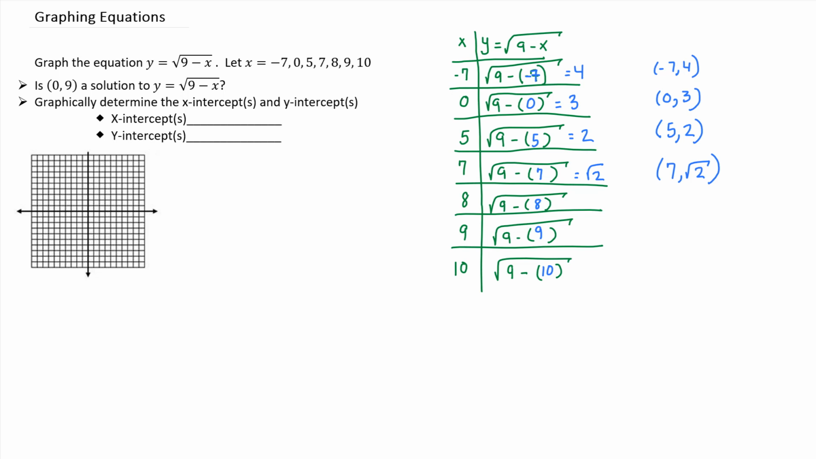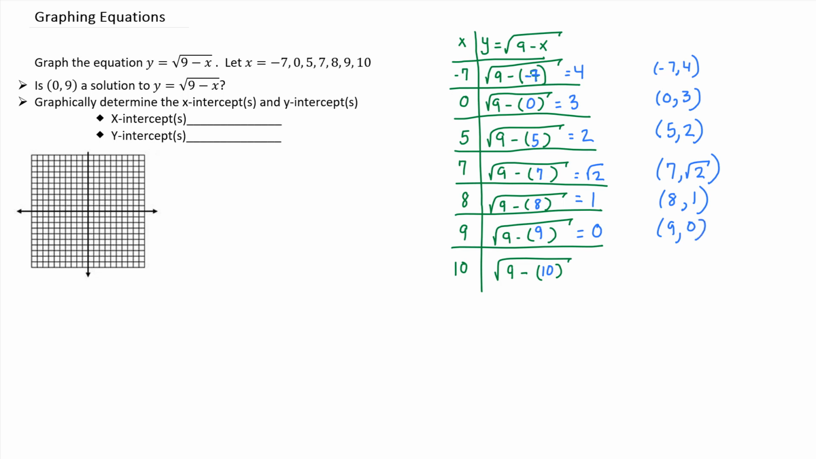9 minus 8 is 1. Square root of 1 is 1. So 8, 1 is an ordered pair on our graph. 9 minus 9 is 0. Square root of 0 is 0. So that gives me the ordered pair 9, 0.